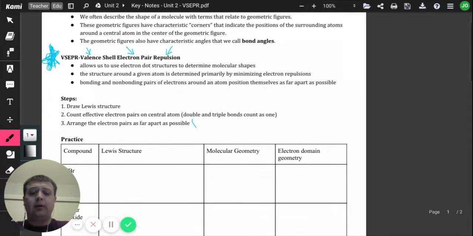Now, we do need to know how to do our Lewis structures for the VSEPRs. And so if you need to, go back and refer to the previous lesson over Lewis structures. All right.